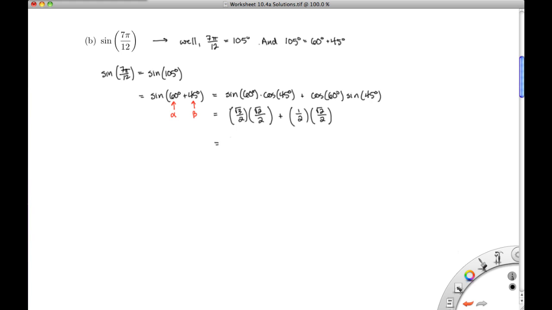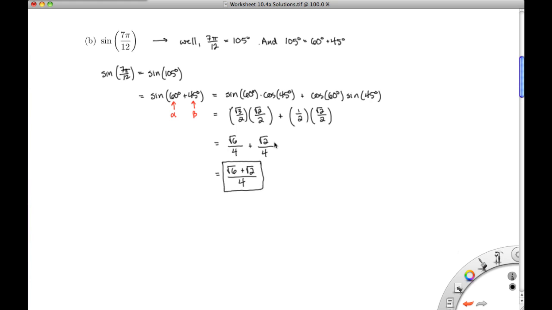So we'll bring this together. So square root of 3 times the square root of 2 is the square root of 6, all over 2 times 2, which is 4, plus 1 times the square root of 2, which is the square root of 2, all over 2 times 2, which is 4. Bring these two fractions together, and we get root 6 plus root 2, all over 4. And that would be our solution for this one.